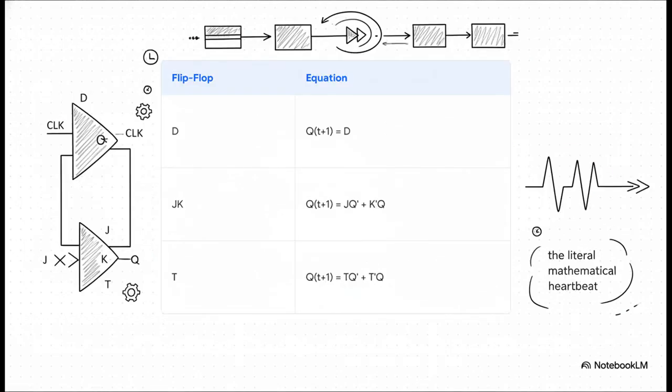All right, here's the crucial takeaway. All of this complex physical hardware we've been talking about can be perfectly modeled using these characteristic equations. The term Q of t plus 1 represents the predictive next state of our digital memory. For the D flip-flop, the next state is wonderfully simple. It's just whatever D happens to be. The JK flip-flop is a bit more complex, relying on the current state and inverted inputs. And our T flip-flop effectively uses that XOR function we just saw. These equations are literally the mathematical heartbeat of all sequential logic.